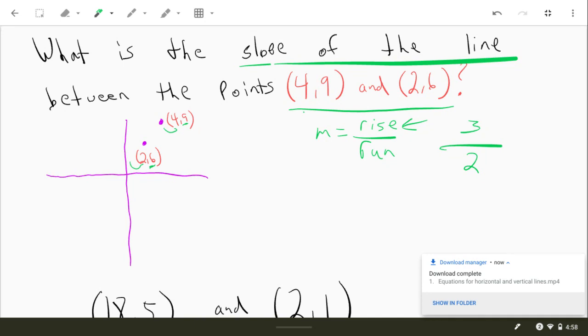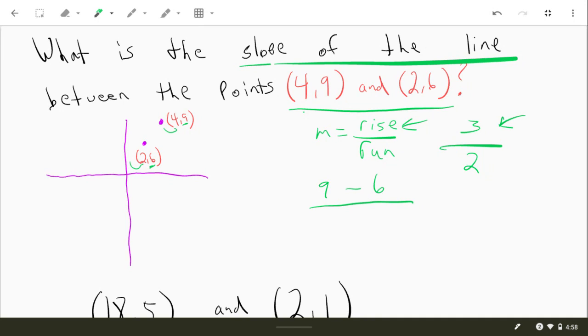Now, algebraically, the top number of the fraction is you subtracting the y values. Here we did 9 minus 6, and that's how we got our 3. Then to get the 2, we subtracted the x values on the bottom. We did 4 minus 2, and that's how we got the 3 over 2.